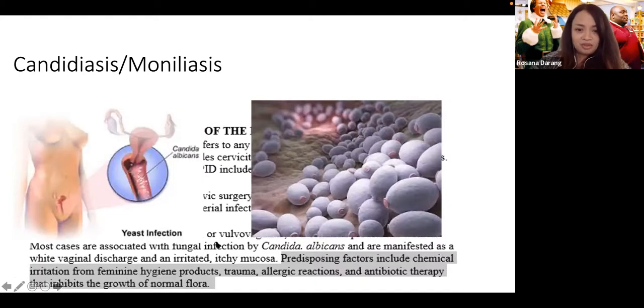Okay. What showed up here is basically a copy and paste of a screenshot of the handout I uploaded on Canvas. It shows you the predisposing factors of candidiasis. You'll see here the use of feminine hygiene products, trauma, allergic reactions, and once again, antibiotic therapy.